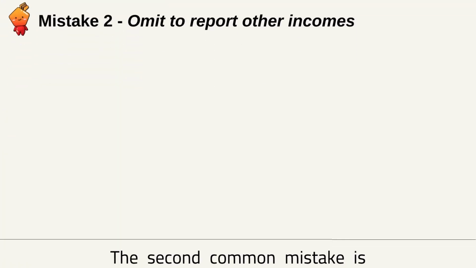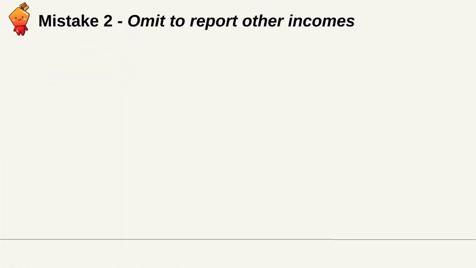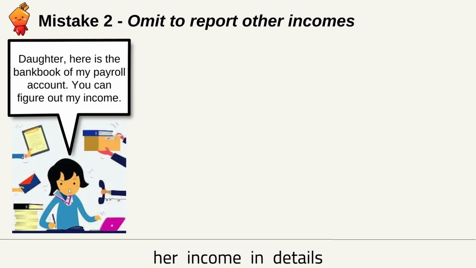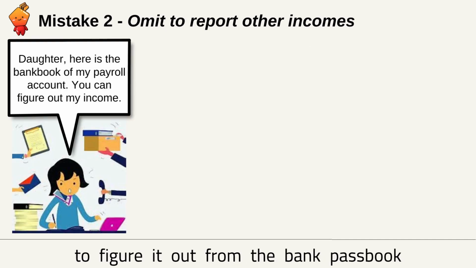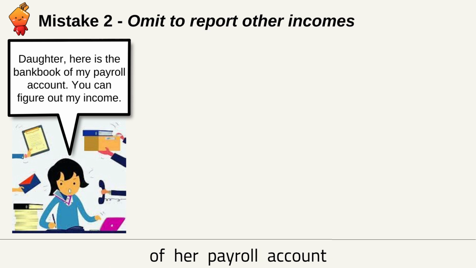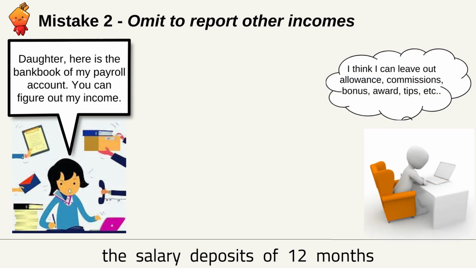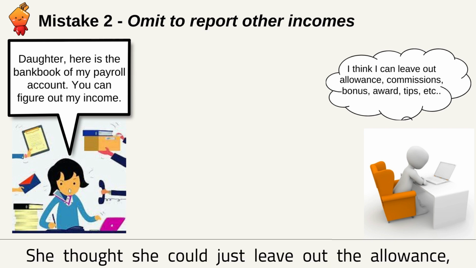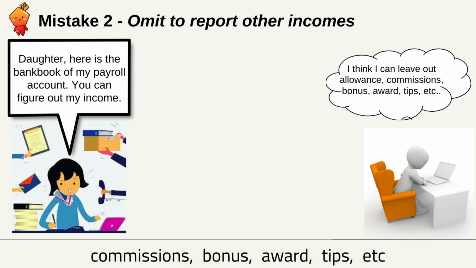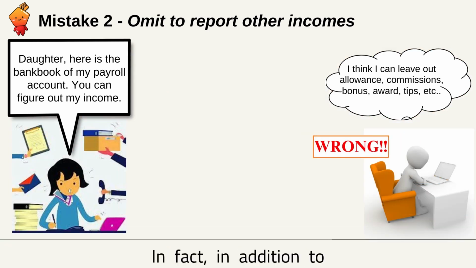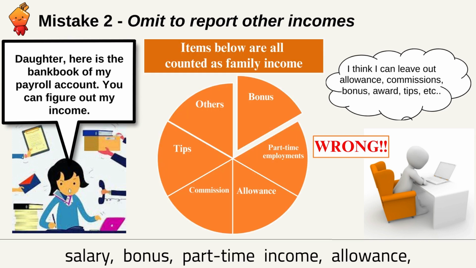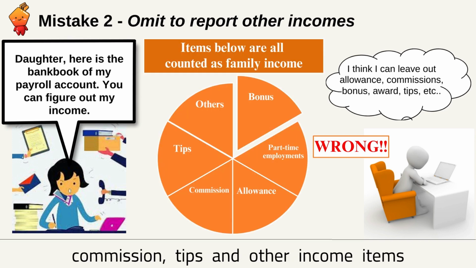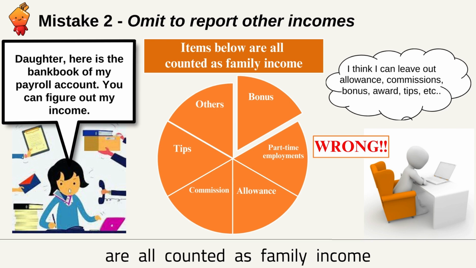The second common mistake is omitting other incomes. A mother was too busy to explain her income in details, so she told her daughter to figure it out from the bank passbook of her payroll account. After going through it, the daughter only added up the salary deposits of 12 months and took the sum as her mother's income. She thought she could just leave out the allowance, commissions, bonus, award, tips, etc., but this is wrong. In fact, in addition to salary, bonus, part-time income, allowance, commission, tips, and other income items are all counted as family income.